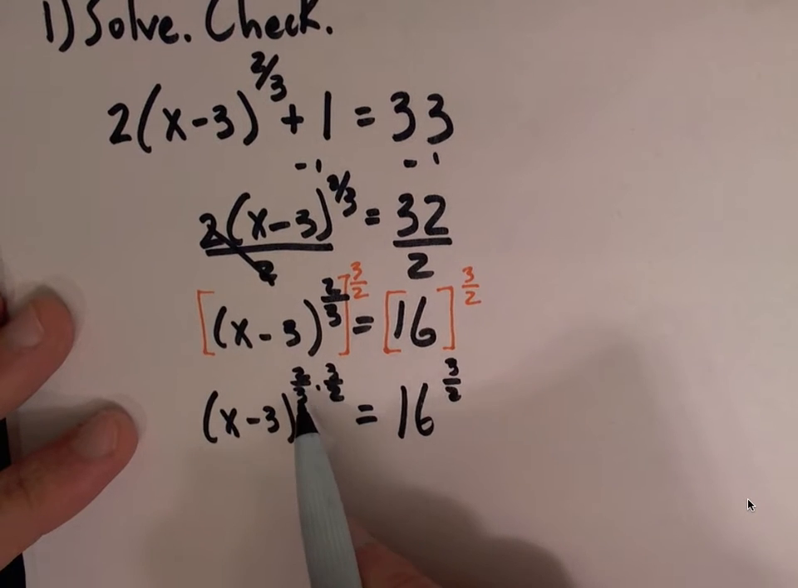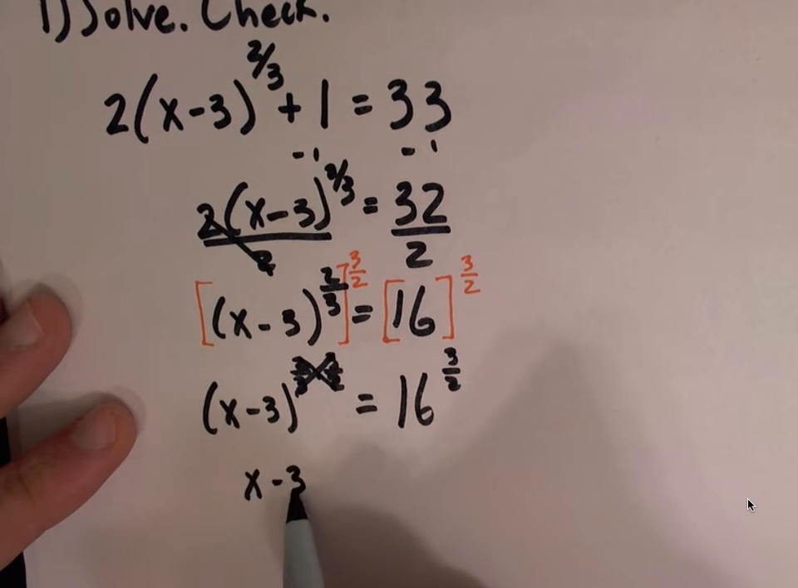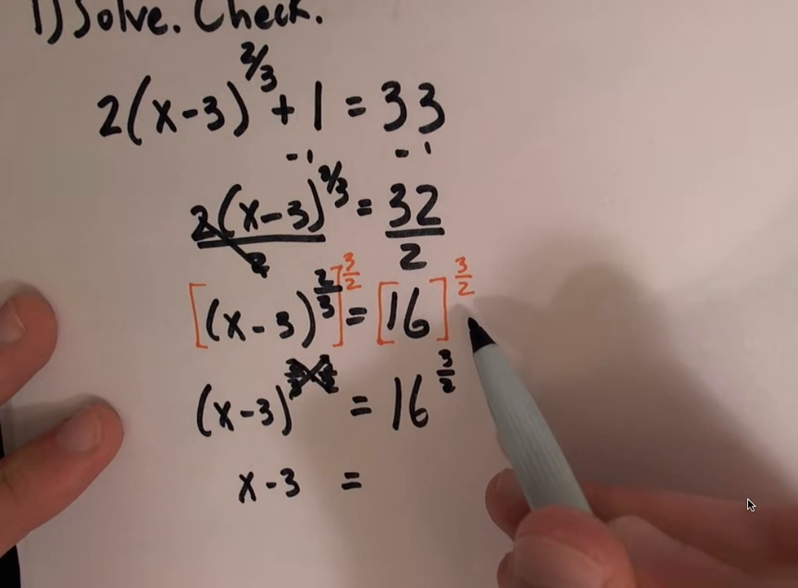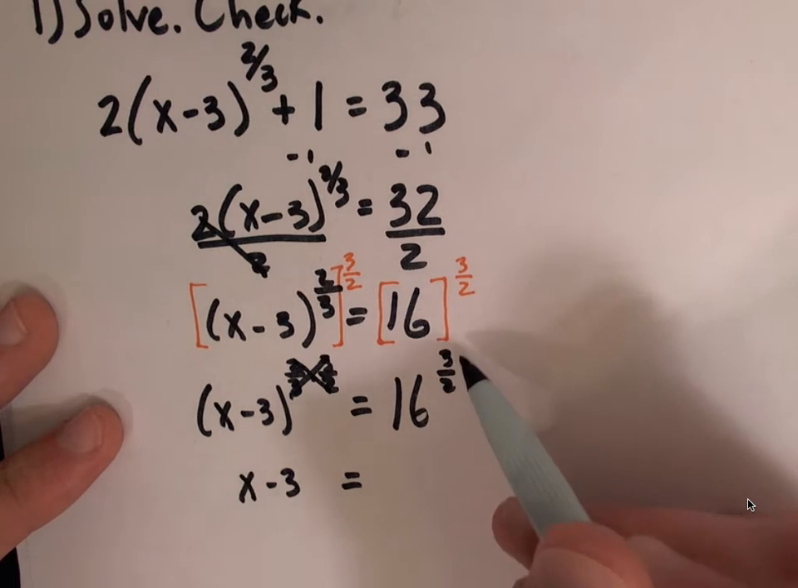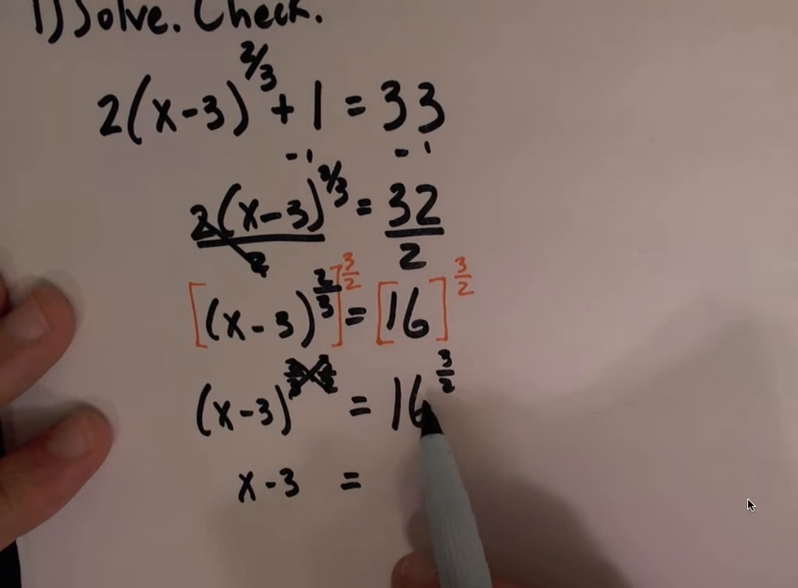But what is this? Well, that's just going to become 1 over 1, so you're just going to get x minus 3 equals. Now, we're going to look very carefully here. Because this is a 2, we're actually taking the square root of this side. So we're going to add a plus or minus.